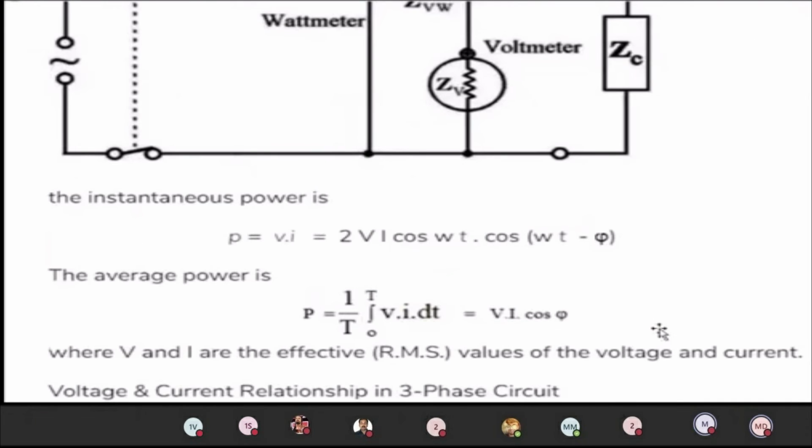Here the instantaneous power is given by P is equal to VI, the general formula. You can take it as 2VI cos omega t, since it is a product of V and I. So 2VI cos omega t into cos of omega t minus phi. Here the average power formula, P is equal to 1 by T integral 0 to T VI dt, from which we can get VI cos phi, where cos phi is the power factor and phi is the angle between voltage and current.